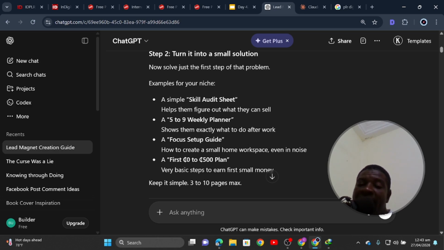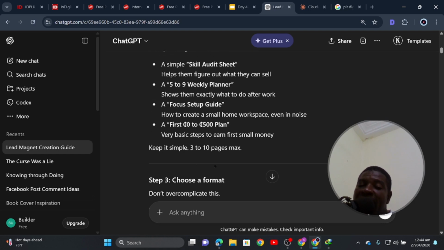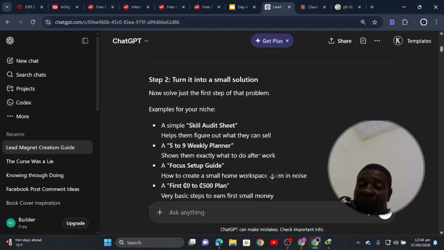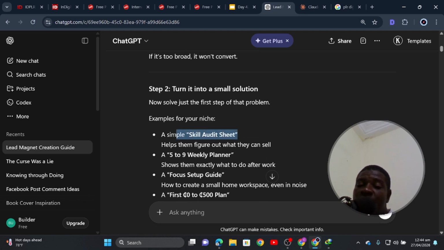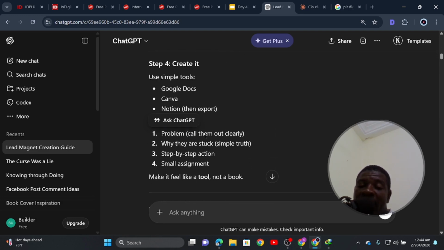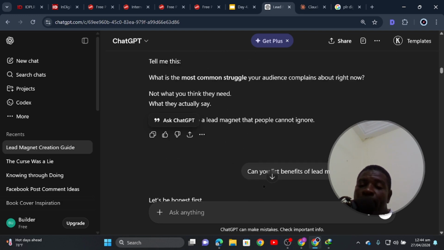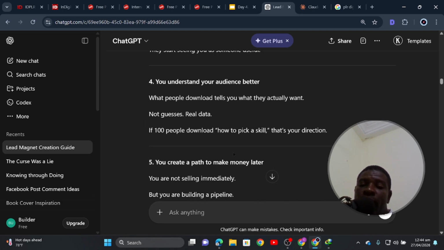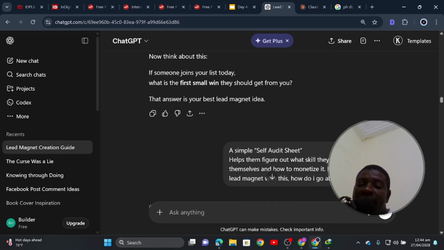Then the focus setup guide, the 0 to 500 plan, very basic steps to earn their first small money. So you just keep it simple. You understand? So I pick the first one and edit it. Then I went back and told ChatGPT to give me this, which is a self-audit sheet, something that will help them figure out themselves, and how to monetize it.